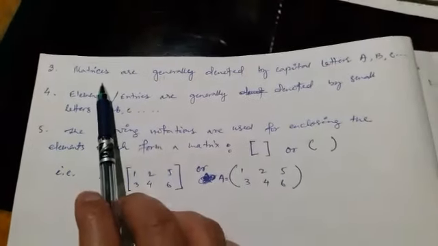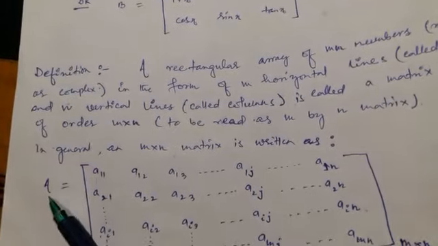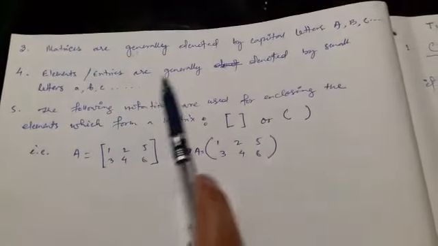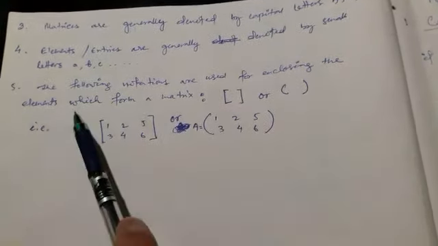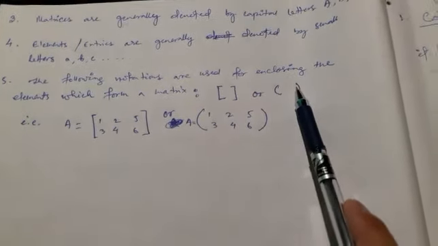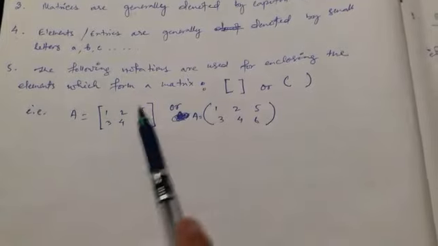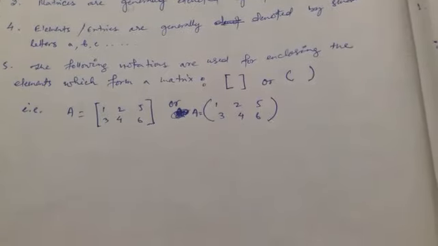Note number 3: matrices are generally denoted by capital letters A, B, C. Here I use the symbol capital A. This indicates the matrix A. Elements or entries are generally denoted by small letters a, b, c. Note number 5: the following notations are used for enclosing the elements which form a matrix. You can use this symbol or this symbol to represent a matrix. Say matrix A, we use this symbol, or you can use this symbol. It denotes a matrix A.